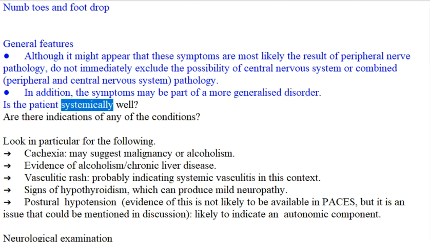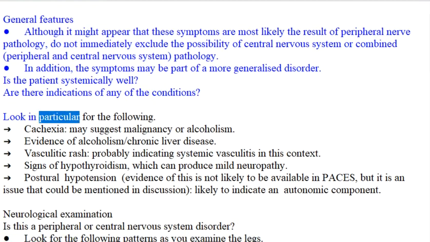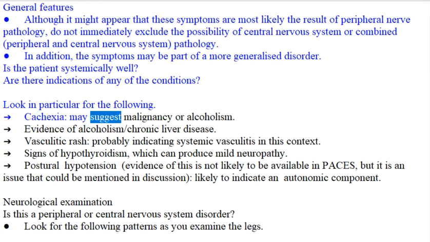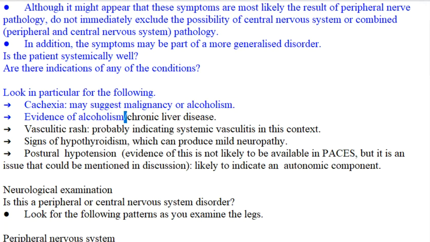Is the patient systemically well? Are there indications of any of the conditions? Look in particular for the following. Cachexia may suggest malignancy or alcoholism. Evidence of alcoholism or chronic liver disease.